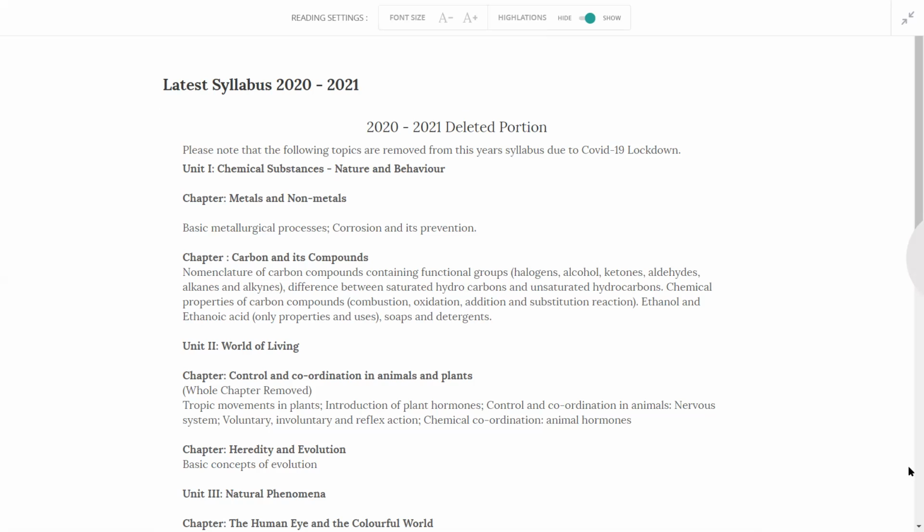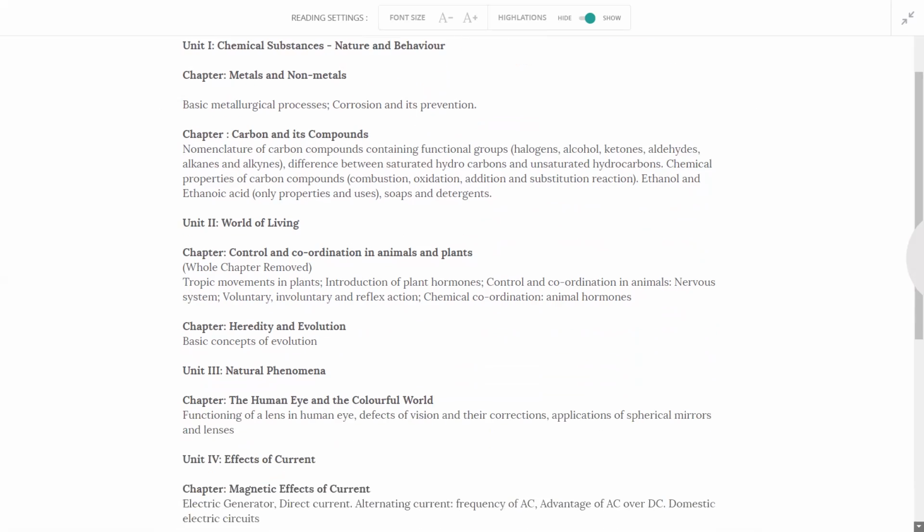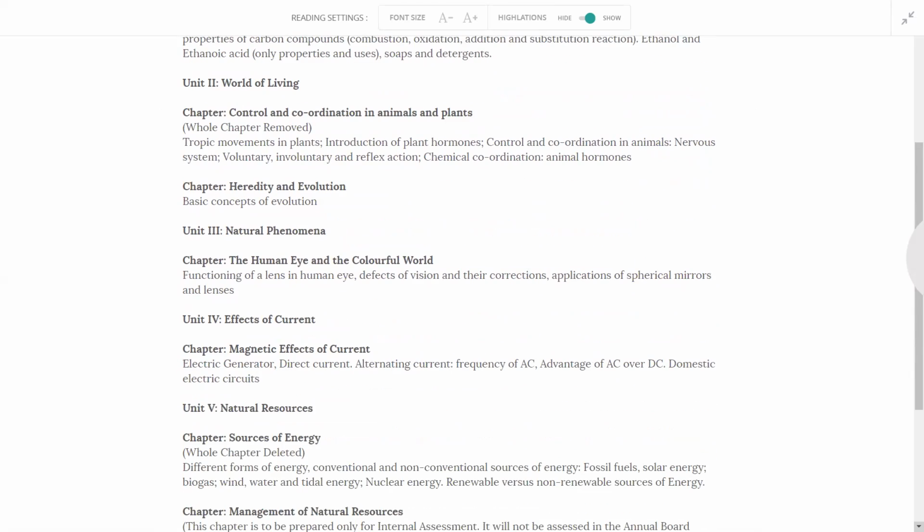As far as biology is concerned, there are three topics which have been deleted. One is the chapter control and coordination, which is chapter 7. That chapter has been entirely deleted. Next is the evolution portion of heredity and evolution. That portion has been deleted for this year. And the third is the management of natural resources.